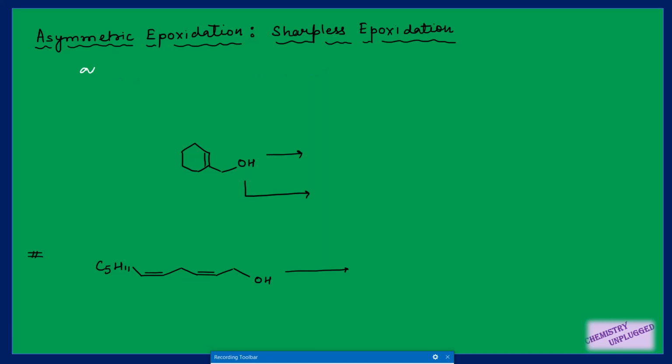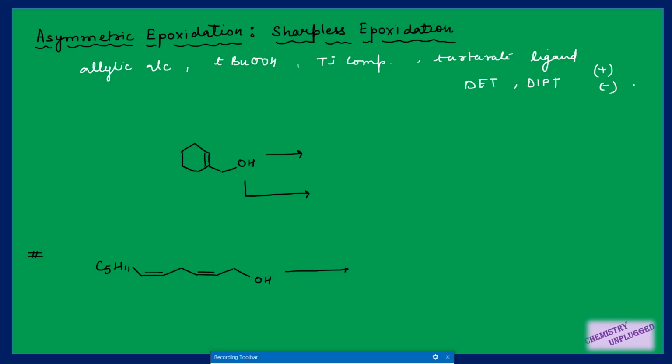So first important thing is you need allylic alcohol. Only allylic alcohol can show Sharpless epoxidation. Then you need an epoxidizing agent. Tertiary butyl hydroperoxide is used. Titanium complexes are used, and along with them we need a tartrate ligand. Most of the time diethyl tartrate is used. Diisopropyl tartrate can also be used. And the important thing is the attachment side of oxygen, right? So this is decided on the basis of your plus and minus DET or DIPT.